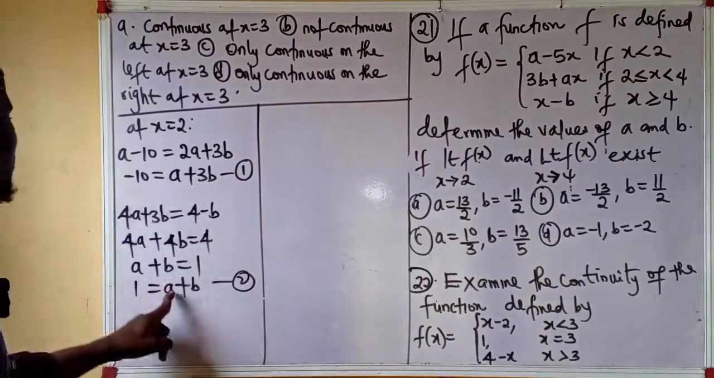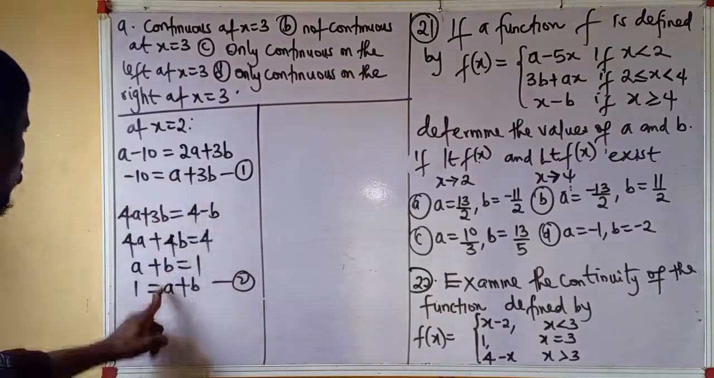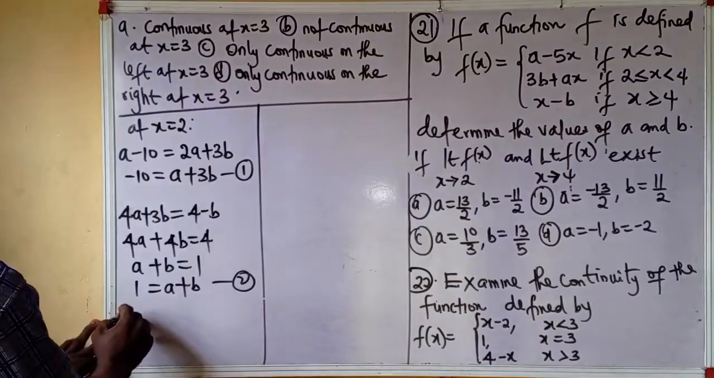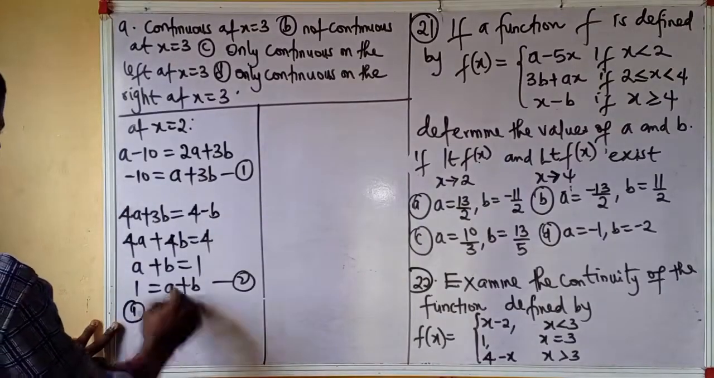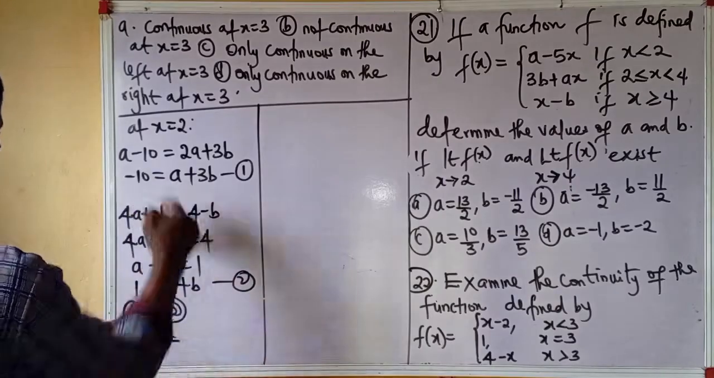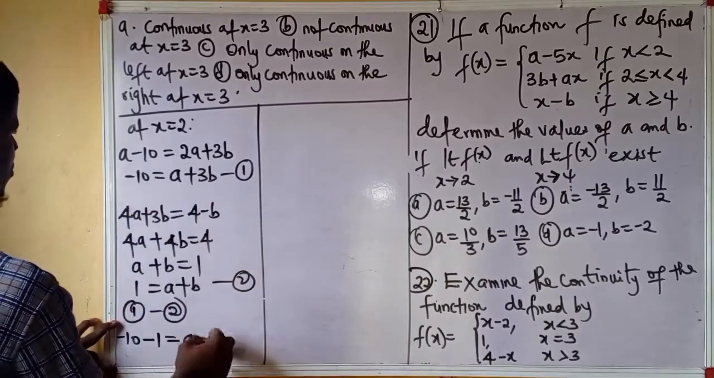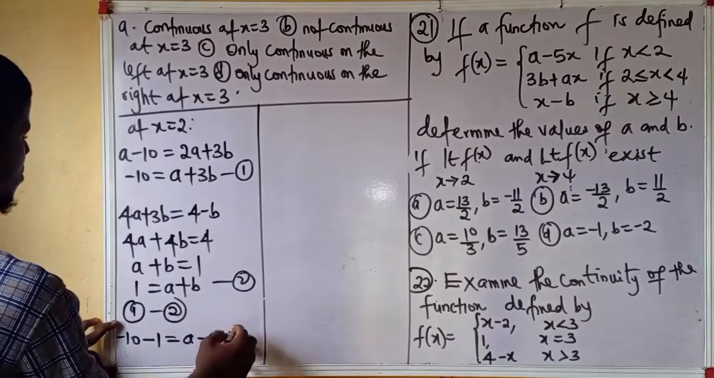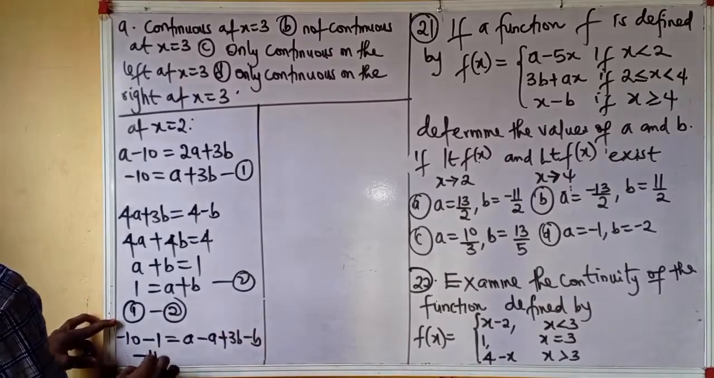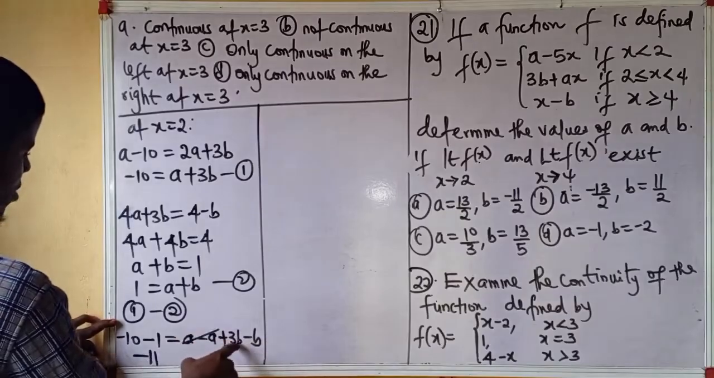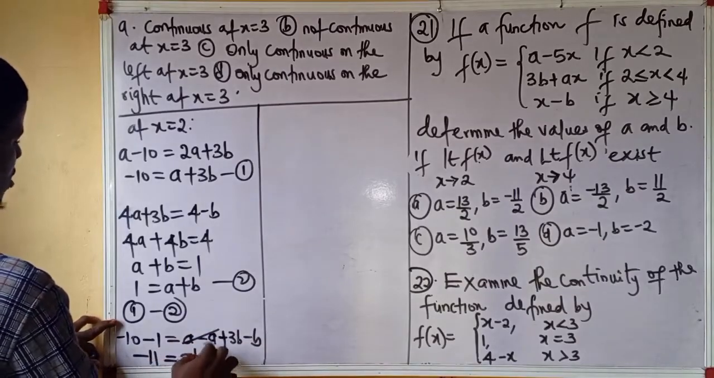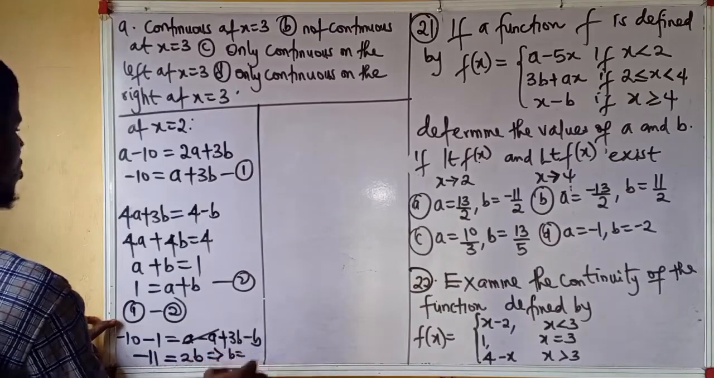I can easily solve this simultaneously. I can eliminate a easily because they have the same coefficient. So let's say equation 1 minus 2. It means that minus 10 minus 1 is equal to a minus a plus 3b minus b. Minus 10 minus 1 is minus 11. This will cancel. 3b minus b is what? 2b. It means that b is equal to minus 11 over 2.